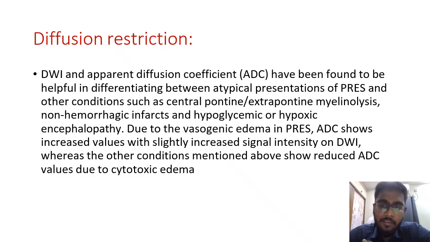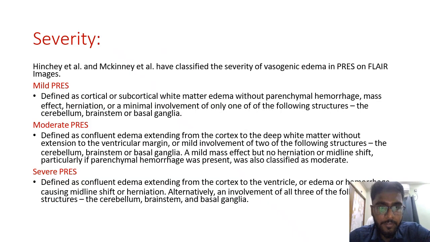Diffusion and ADC have been found to be helpful in differentiating between atypical presentation of PRES and other conditions which induce symmetrical hyperintensity such as extrapontine central myelinosis, non-hemorrhagic infarcts, and hypoglycemic hypoxic encephalopathy. Due to the edema, ADC shows increased value with slightly increased signal on DWI, whereas other conditions will show true diffusion restriction, that is, restriction on DWI with reduced ADC values. That's how we differentiate between cytotoxic and vasogenic edema. Vasogenic edema occurs in PRES, so there will be a mismatch of the diffusion.